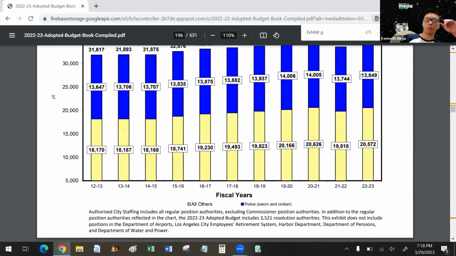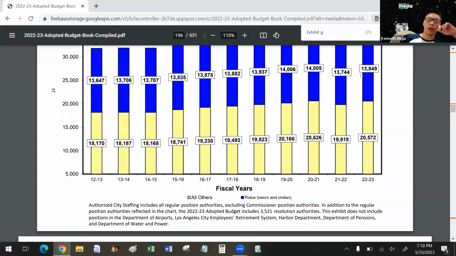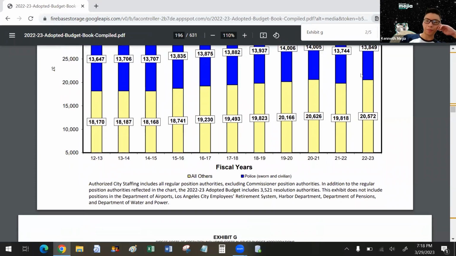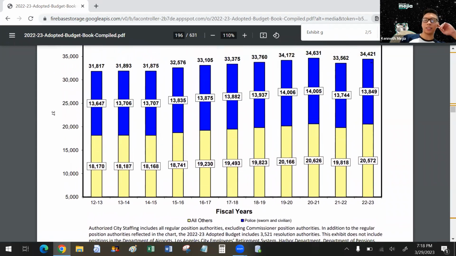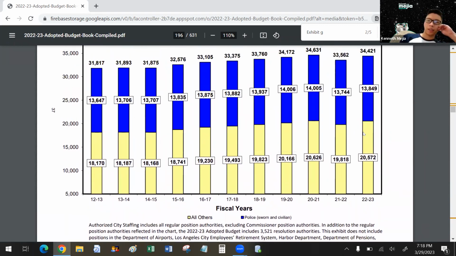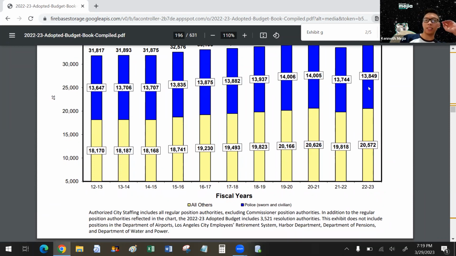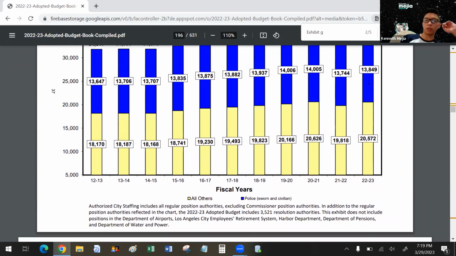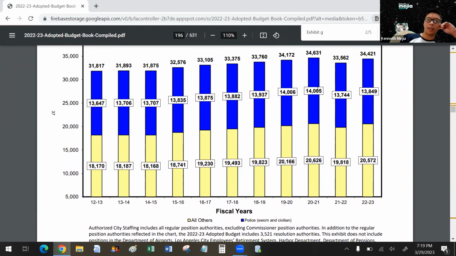This doesn't include the proprietary funds like water and power, harbor, and airports and such. So this is only what you see here based on what you saw in Exhibit G. So you could see based on some of our main city departments, 20,000 of it is non-police, and then close to 14,000 is dedicated to police, sworn and civilian. So you could see over time how it operates.